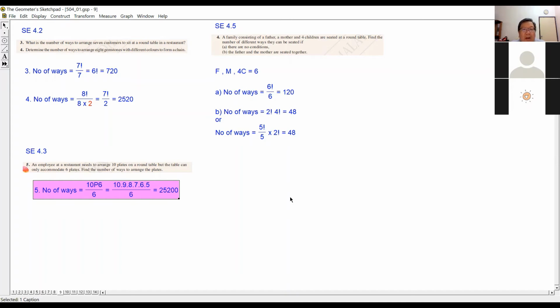No, teacher. No, then you look at this question here, number 4. Can you read question number 4? A family consisting of a father, mother, and 4 children are seated at a round table. Find the number of ways they can be seated if there are no conditions. The father and the mother are seated together. So how?